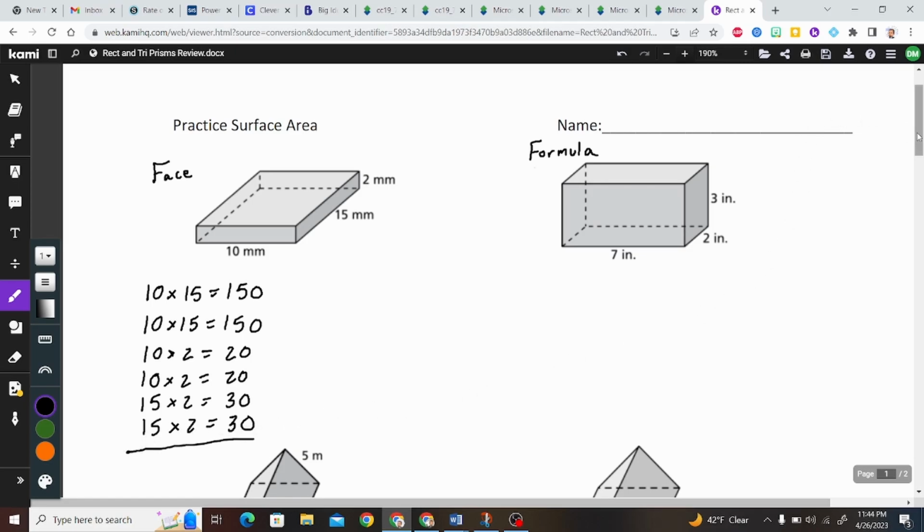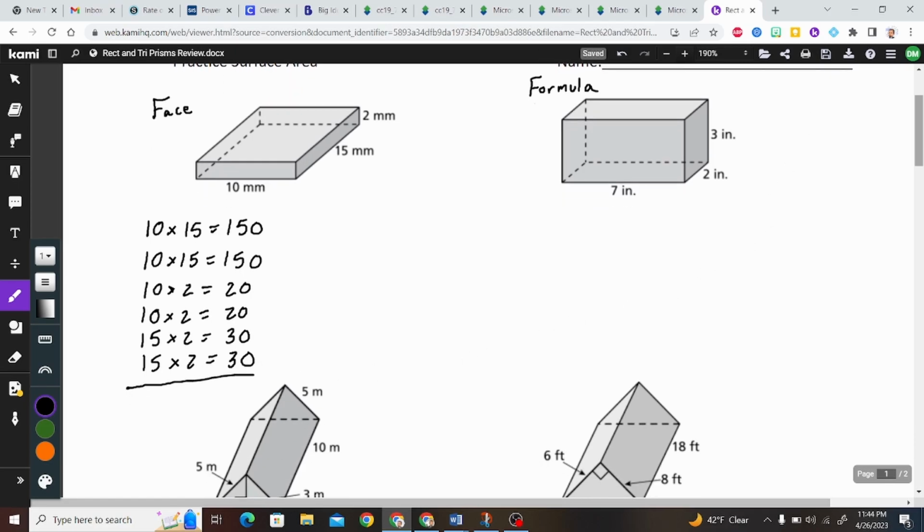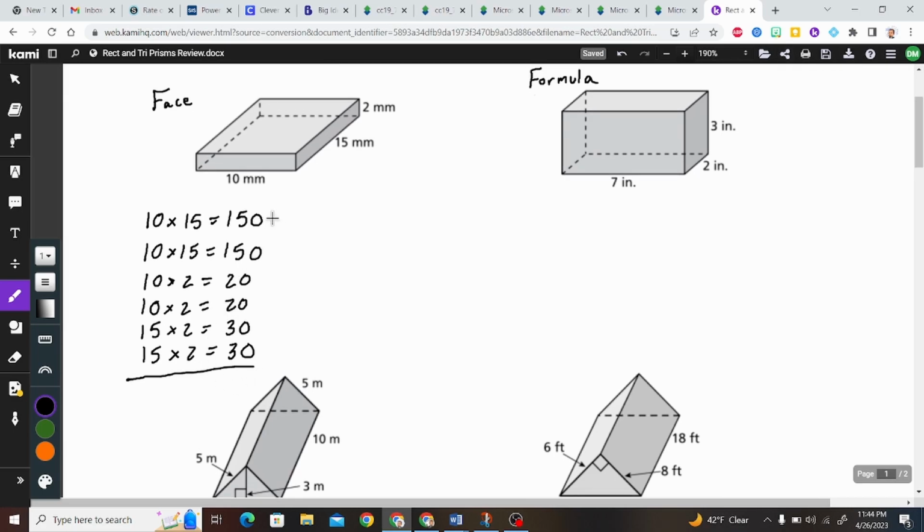So we're going to add up the areas. 0 all the way down is 0. 5 plus 5 is 10. 2 plus 3 is another 5 for 15. And 2 plus 3 is another 5 for 20. So we drop a 0, carry the 2. 2 plus 1 is 4. So we have a final answer of 400 millimeters squared.